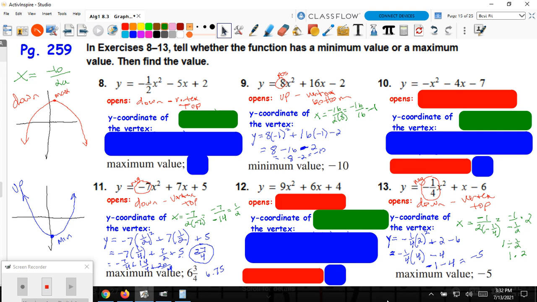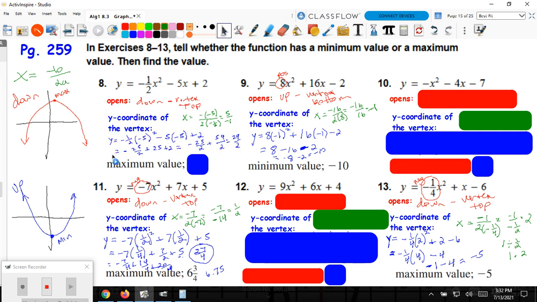Alright, so hopefully you finished 8, 10, and 12. Let's check our answers here. So for the x-coordinate of the vertex, you have to find that first. That's going to be 5 over negative 1 eventually, so that's going to be negative 5. We're going to plug in negative 5 here. That's what you should have plugged in.